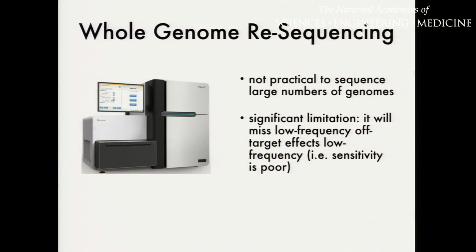One approach that you might immediately think of in terms of finding off-target effects of engineered nucleases might be whole genome sequencing. The issue with this method is that it's not really practical to sequence large numbers of genomes. If you do standard whole genome sequencing, you might have a read coverage of maybe 50 or 100. But the limitation is that in that case, you really wouldn't be able to detect anything below 1%. You'll miss low frequency off-target effects, and you'll have poor sensitivity overall.